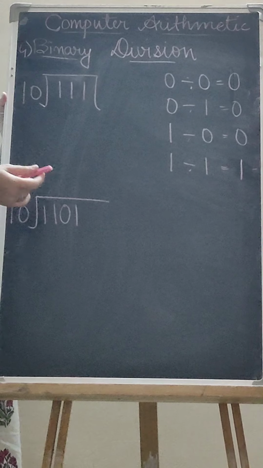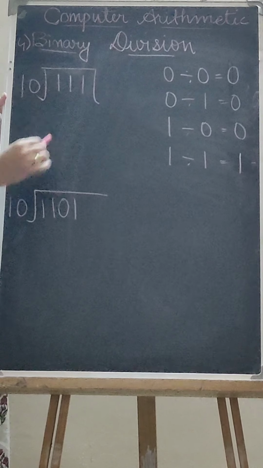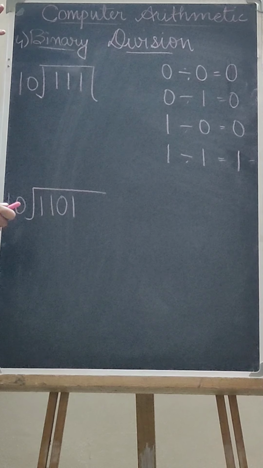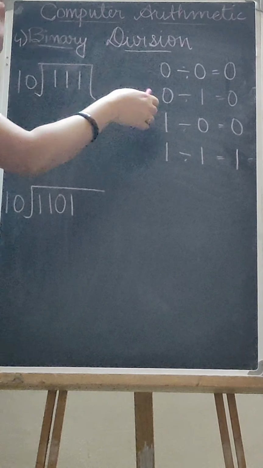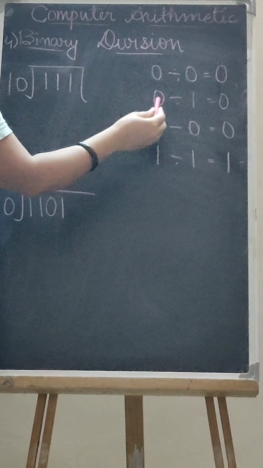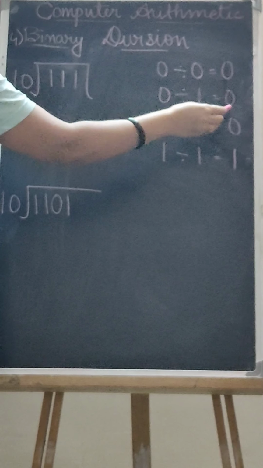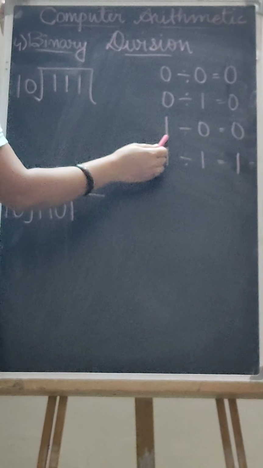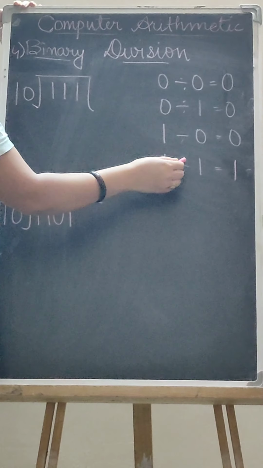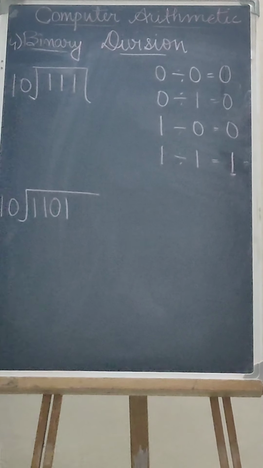Now students, the fourth one is binary division. Means division we have to do in this one. Before starting this division, let's check the rules. 0 divided by 0 will become 0. 0 divided by 1 will give you 0. 1 divided by 0 is 0. But when we divide 1 by 1, it will give you 1.